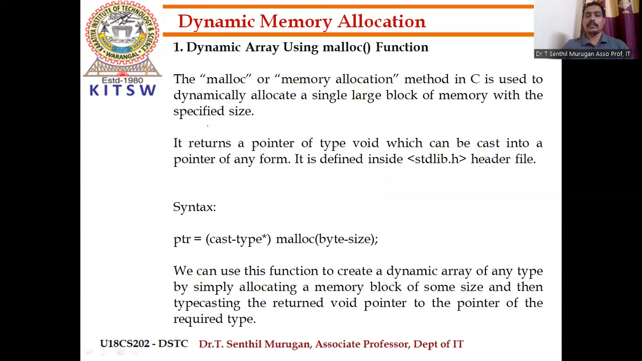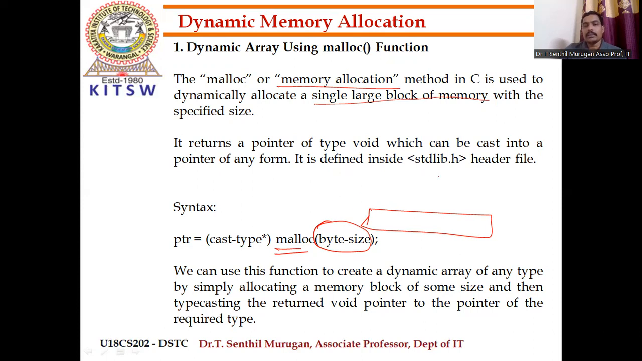First is the dynamic array, the malloc function. What is malloc? M means memory allocation, that's why we say malloc. It will allocate a single large block of memory. The malloc function will allocate the total byte size we specify as a single block. That is what the malloc function does.